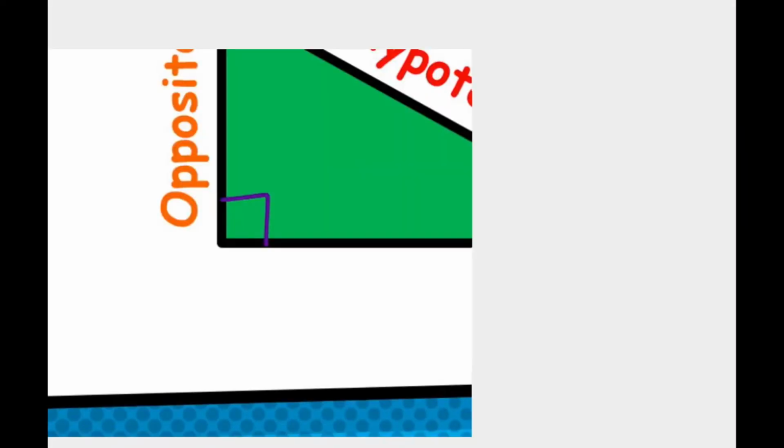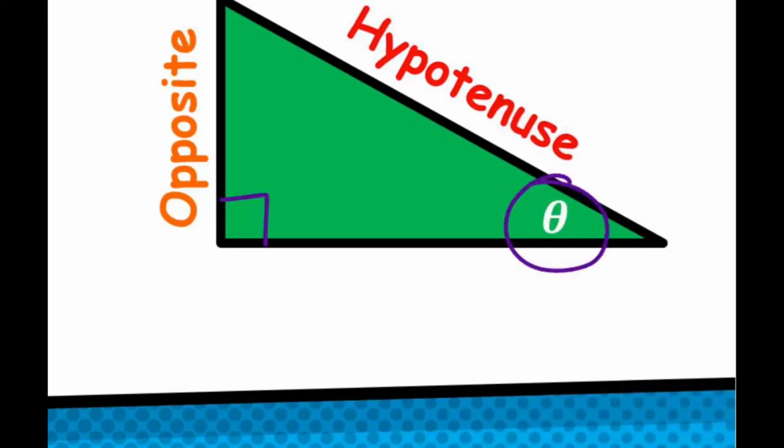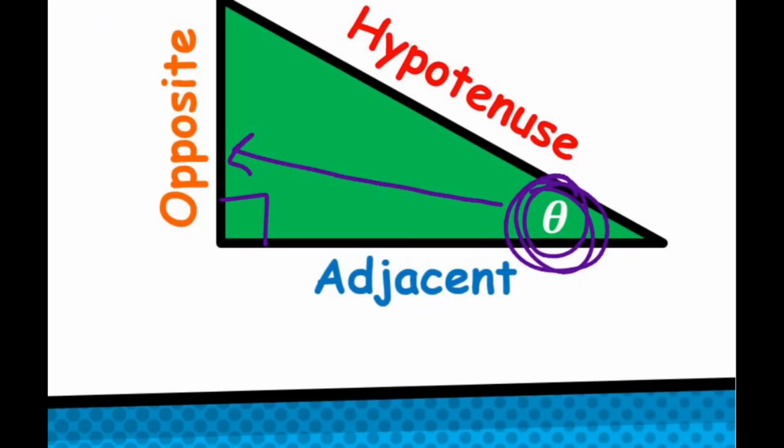So the hypotenuse is always opposite of the 90-degree angle, but the opposite and adjacent sides are with respect to the angle that I'm referencing. So notice if the angle is right here, the side opposite of that angle would be this side of this triangle. And then the adjacent side is going to be one of the legs that are on the angle I'm trying to find. It's not the hypotenuse and not the opposite side.